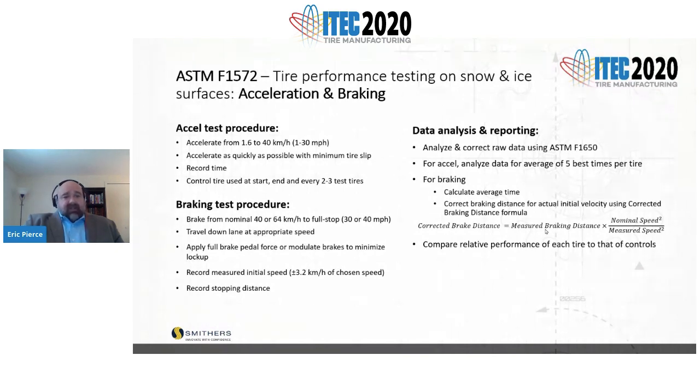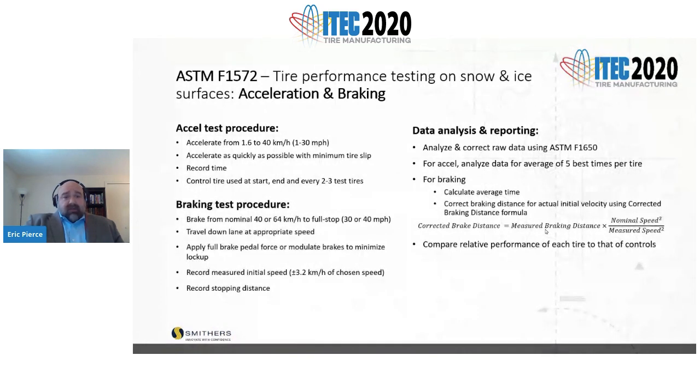It's to travel down the lane at the appropriate speed, make sure there's no transient effects of the vehicle, steady state velocity before the test occurs, and apply full brake force, or you can modulate the brakes to minimize lockup. But whichever you do, you have to make sure you follow the same pattern for all repetitive tests.